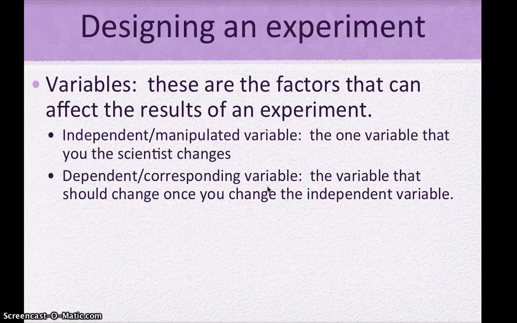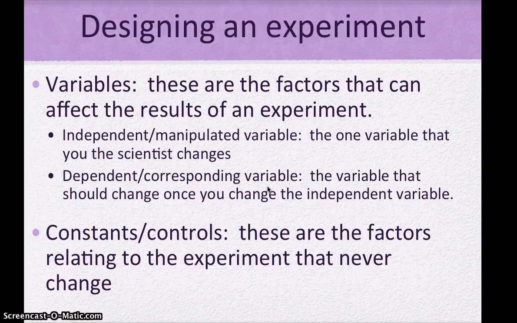Your dependent or corresponding variable is the thing that you're usually measuring to see if the independent variable worked. Other parts of the experiment are your constants, sometimes called controls. I like to use constants for everything else because controls are used in a different manner. The constants are the ones that never change. Only the independent variable is the one you change. The dependent changes because of it, and everything else is kept constant.